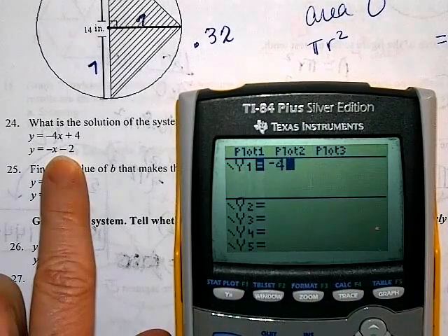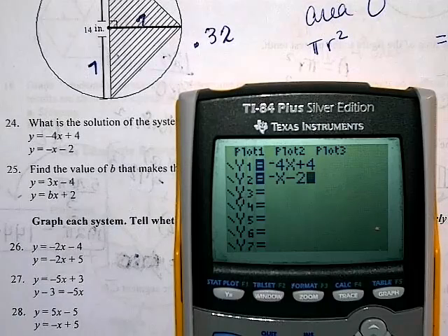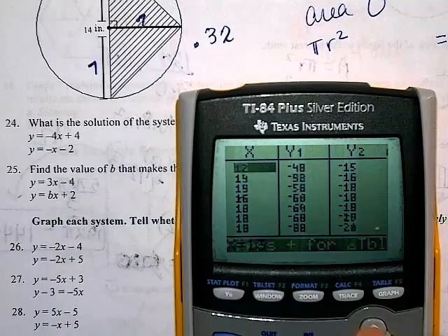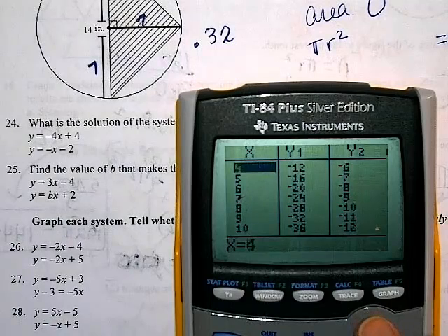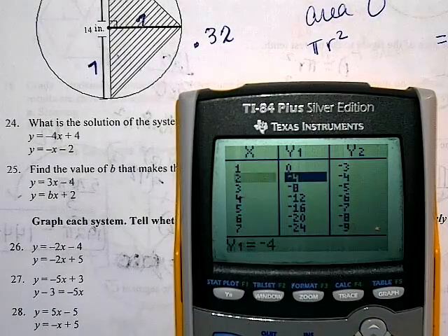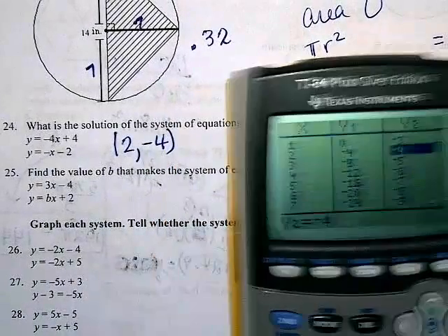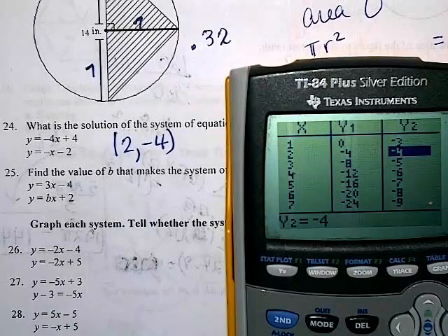If you go to y equals, it's negative 4x plus 4, and the other one is negative x minus 2. And then what's the best thing to look at? The table. And what are we looking for? A place where y1 and y2 are the same. Where does that happen? X is 2. When x is 2, y is negative 4. That's how you can find the x and the y. Why couldn't I figure that out on my calculator?